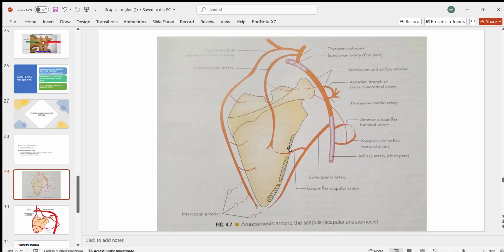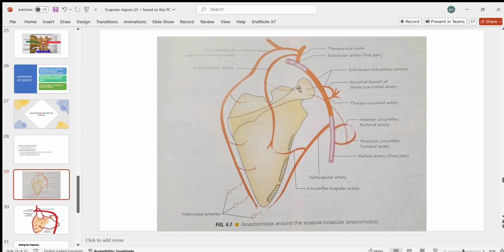This anastomosis between the subclavian and third part of axillary is called the anastomotic channel at the level of body of scapula. The next anastomosis is the anastomosis around the acromion process. So an acromion branch from the suprascapular artery, this thin one, acromial branch of the thoracoacromial artery, this one here, and acromial branch of the posterior circumflex humeral artery. They take part in formation of this anastomotic channel at the level of acromion or acromion process of scapula.